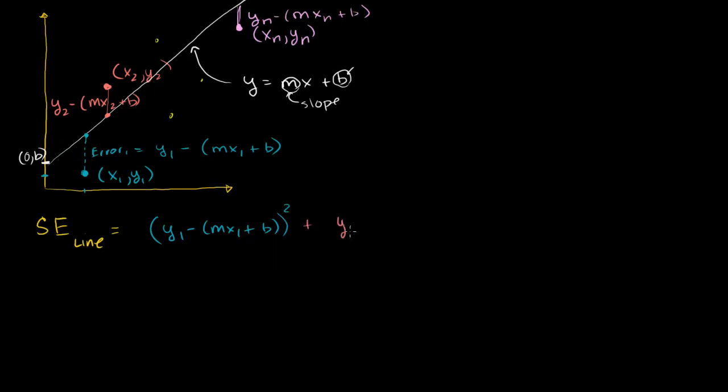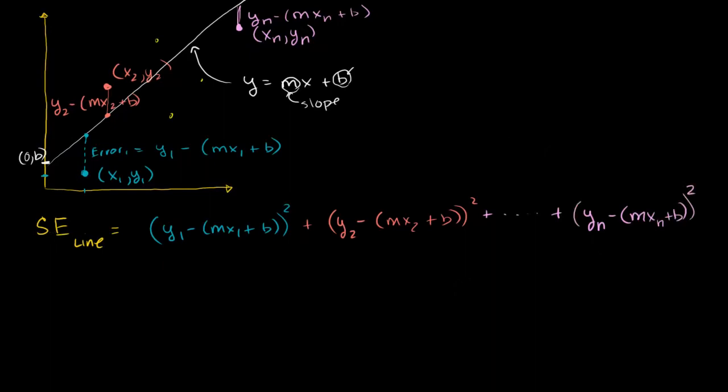Error 2 squared is y2 minus (mx2 plus b). And then we're going to square that error. And then we keep going. We're going to go n points, I should say. We keep going all the way to this nth error. The nth error is going to be yn minus (mxn plus b). And then we're going to square it. So this is the squared error of the line.